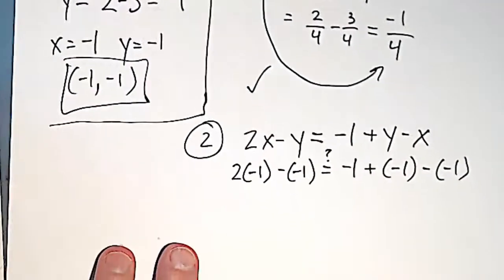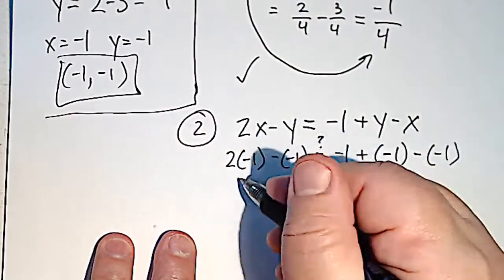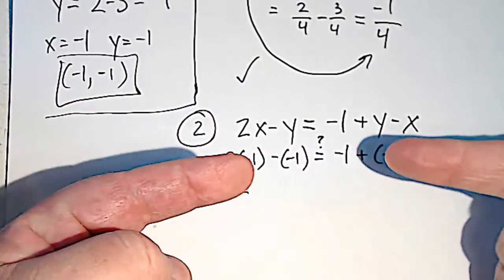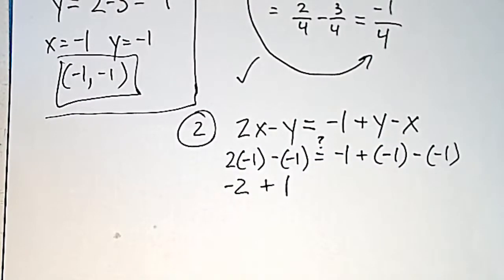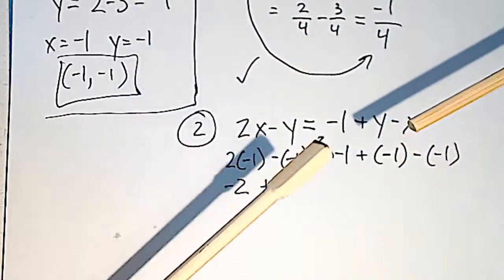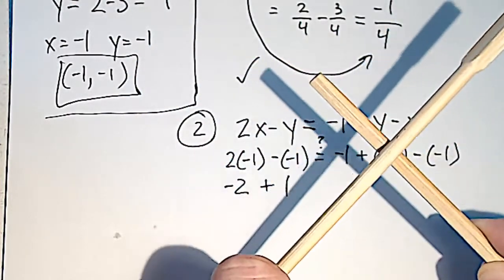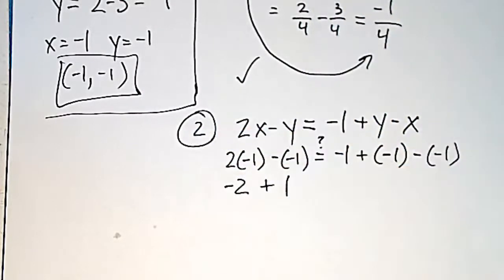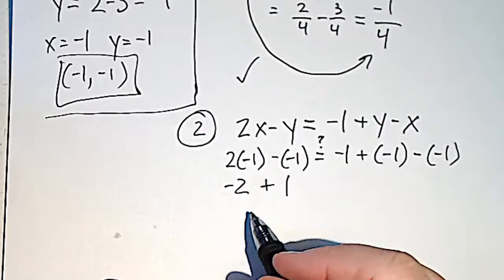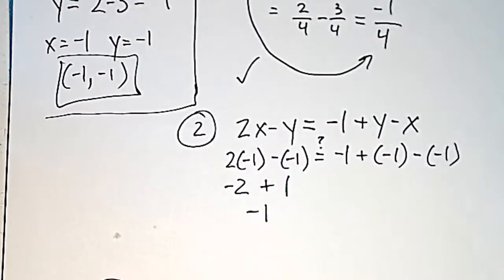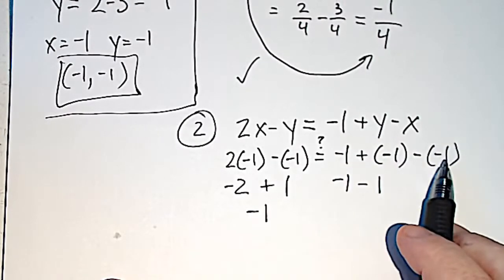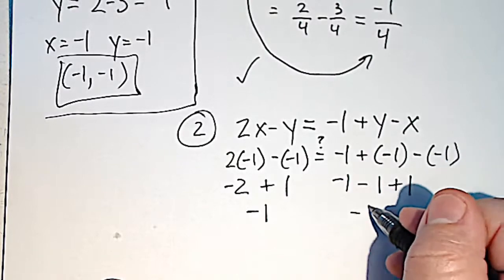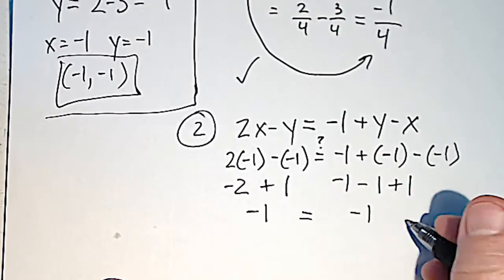Okay, so let's check to see if this checks out. Over on the left, I get -2 plus 1. You've got two minuses. The two minuses go together to make, oh, that's a multiplication. This is way harder than they made it seem in video production class, which I never took. Okay, -2 plus 1 is -1. Over here, I've got -1 minus 1 plus 1, which equals -1. Look, -1 equals -1. Woohoo!